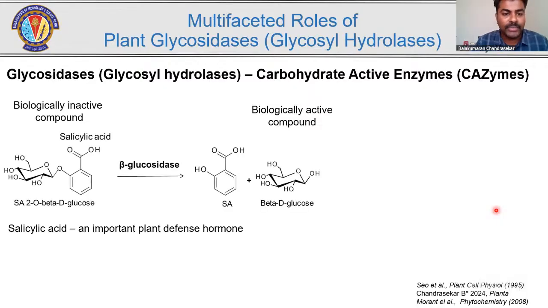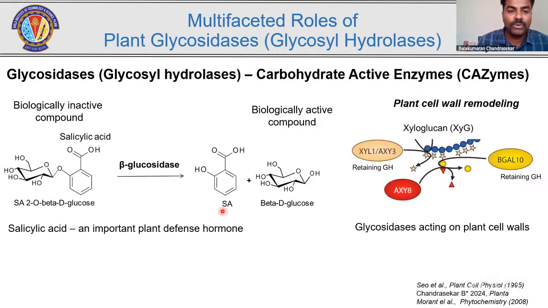For example, take this case: there is a biologically inactive compound. This is salicylic acid, which is a very important hormone for plant defense. Salicylic acid is kept in an inactive form when a glucose is attached to it by an O-linked glycosidic bond. So the beta-glucosidases, which are glycosidases, can act on this particular glycosidic bond. It cleaves it and releases the salicylic acid. Now the salicylic acid is free and can perform its biological function. So this is one of the important roles of enzymes acting on carbohydrates: converting a biologically inactive compound into a biologically active compound.